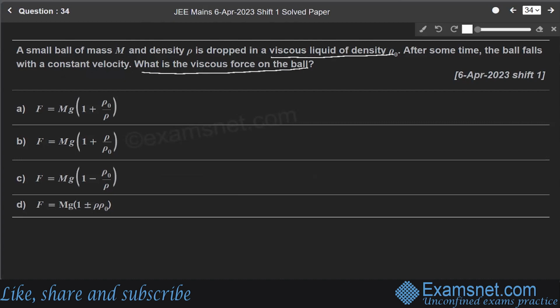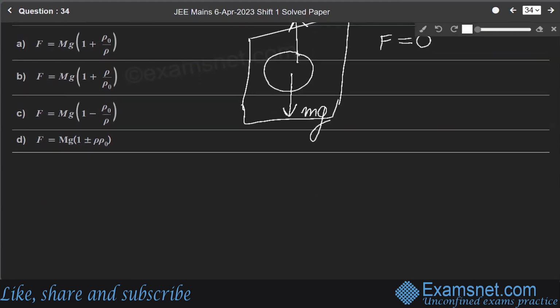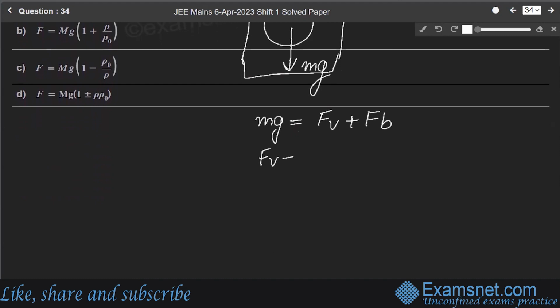So let us imagine this question as, suppose we are given a system and a ball is moving in the downward direction. Since the velocity is constant, the net force will be equal to zero. The force acting in the downward direction is the gravitational force mg, and in the upward direction, the forces are viscous force plus buoyant force. So we can write mg equals Fv plus Fb, the viscous force plus the buoyant force. Since we have to find the viscous force acting on the ball, Fv will be equal to mg minus Fb.